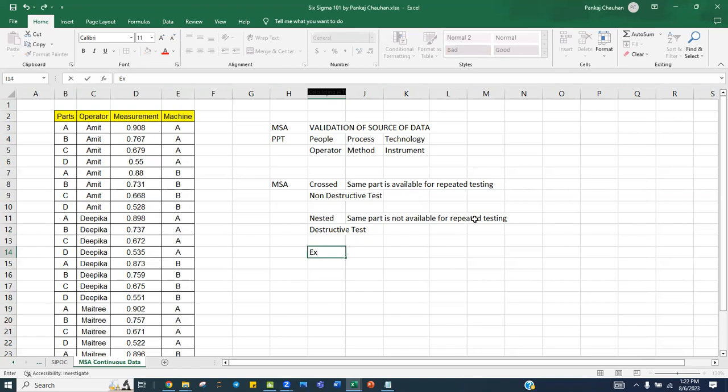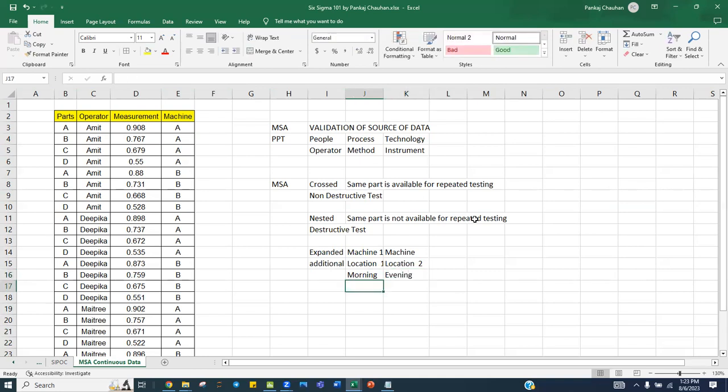The third type is the expanded. Expanded we use when the same part is available, maybe from the crossed or the destructive kind of study, but there is an additional factor impacting it. For example, you have two machines, machine A and machine B, manufacturing the same product to the same specification, with the same make. Or you are using different locations, one at place X and another at place Y, or you are measuring some parts in the morning shift and some in the evening shift. If such an environmental factor is impacting your output, then we use the expanded MSA.